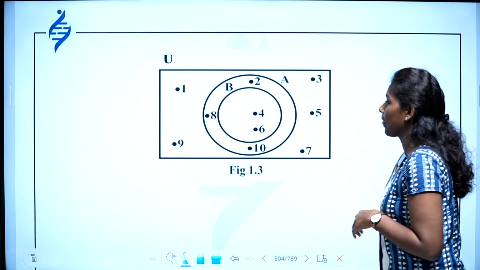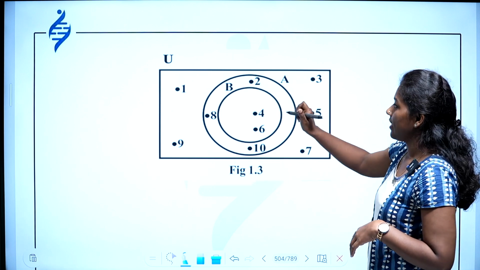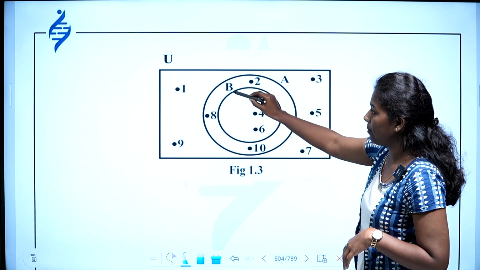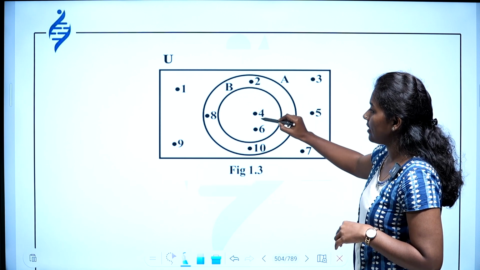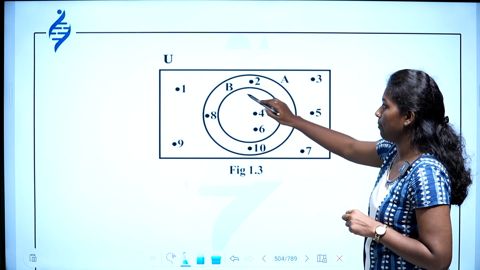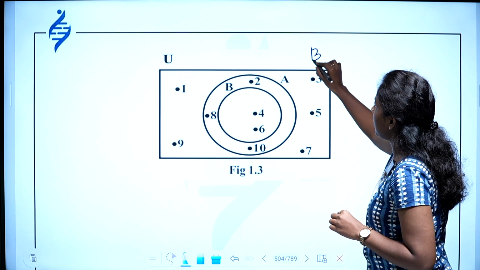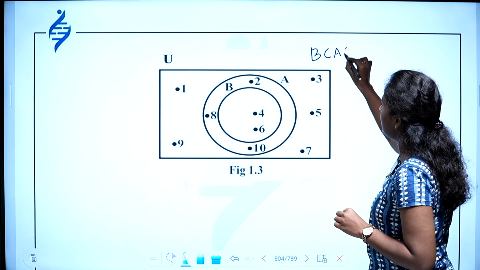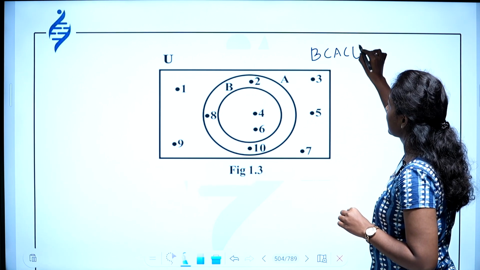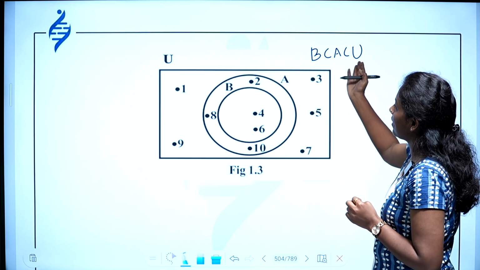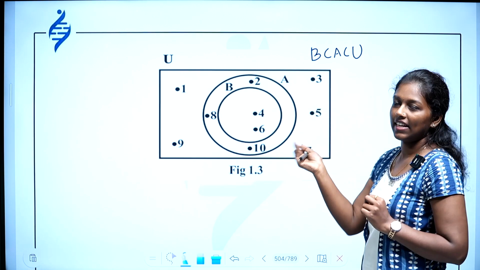Then this one: you are given a universal set and a set A is there. Inside set A there is B. So 4 and 6 are in B, A and U. So this is actually B a subset of A, a subset of our universal set. So the Venn diagram of this form is like this.